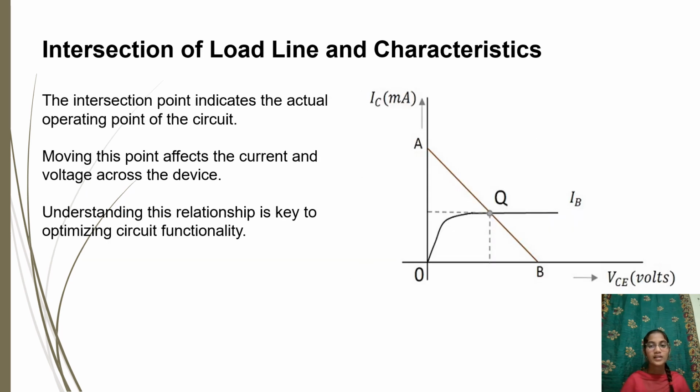Intersection of load line and characteristics. The intersection point indicates the actual operating point of the circuit. Moving the point affects the current and voltage of the device. Understanding this relationship is key to optimizing circuit functionality. The X-axis we can take as VCE in volts. In the Y-axis we can take IC in milliamps.